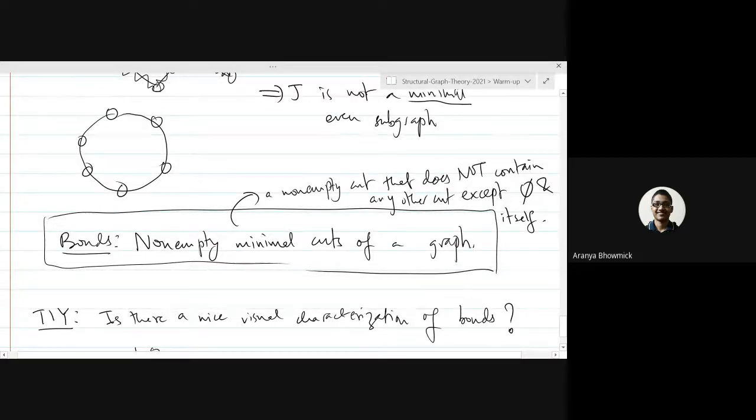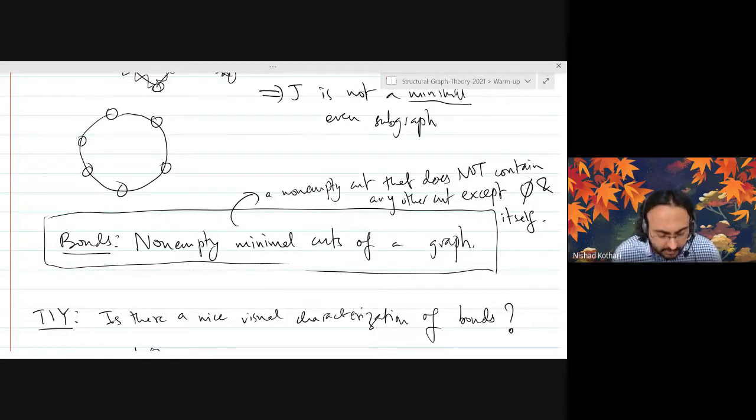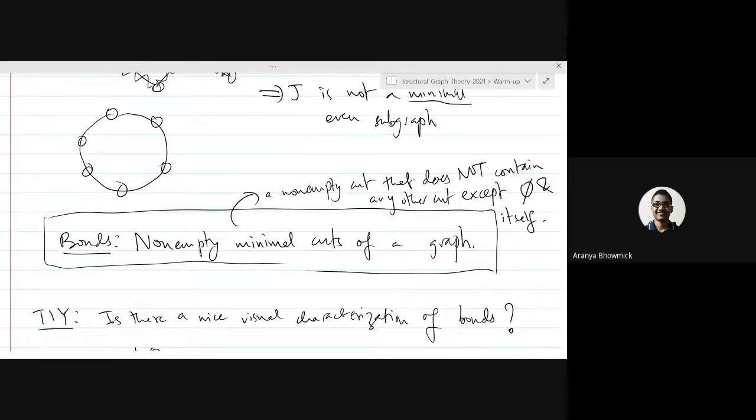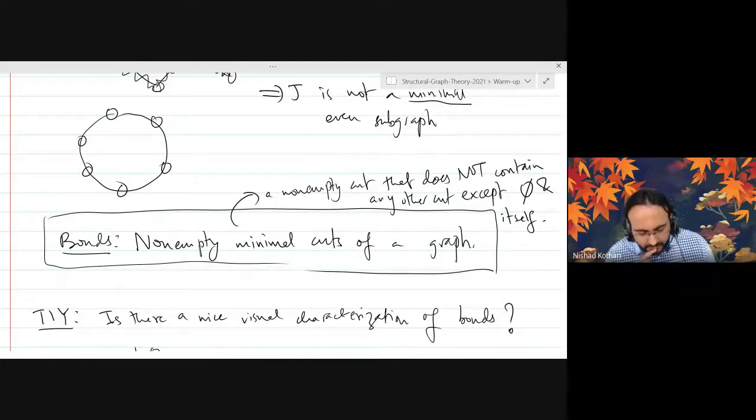We are using the keyword non-empty because we know that the empty set is itself a cut. So I want to throw that away because we don't need that to generate. Actually, let me think about this. If your graph is just the empty graph, yeah, because the empty set is a cut, that's why we have to use the keyword non-empty minimal cut in the definition of bond. Otherwise, the empty set will be a bond. So except for the empty graph, we don't need the empty set, right?